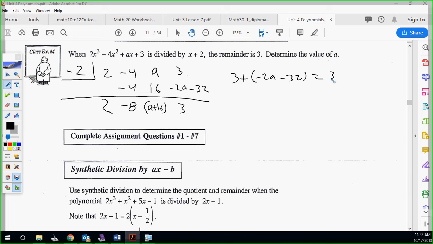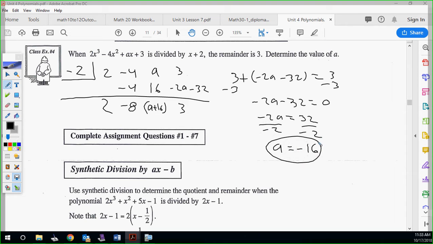Right? 3 plus this should equal 3, which you can kind of see what's going to happen, yeah? Well, yeah, you solve for a, but does anybody see what's going on? Yeah, Keegan sees it. This is going to be equal to 0, right? 3 plus 0 equals 3. So you can kind of just say that means this negative 2 times a negative 16 and put a positive 32. Okay, but we can do it. So if you go minus the 3 now, you're going to see it equals 0. Negative 2a equals 32. A is negative 16 when you solve.